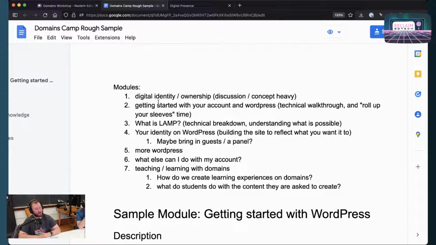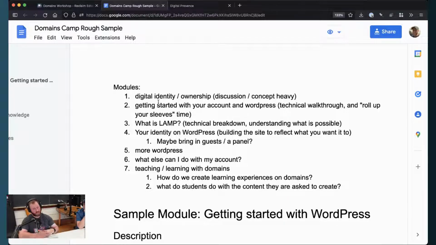So one of the main ideas behind the Domains Camp is that it would be synchronous but flexible. I know St. Norbert is really excited about delivering this in a synchronous, probably mostly in-person way. But the idea here, because these are all built into modules, is that if another school picked this up and said, we're not going to do it that way, it would be flexible enough that you could take the curriculum here and do with it what you want.